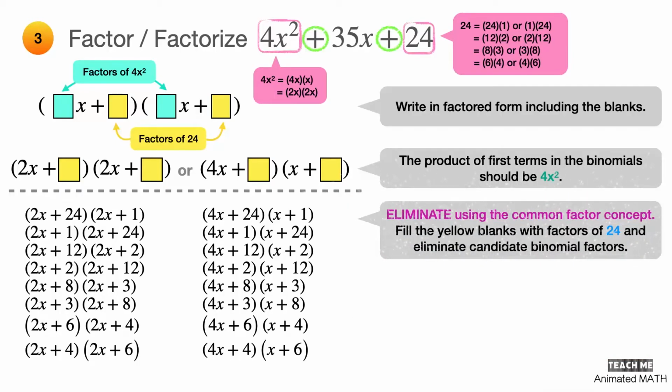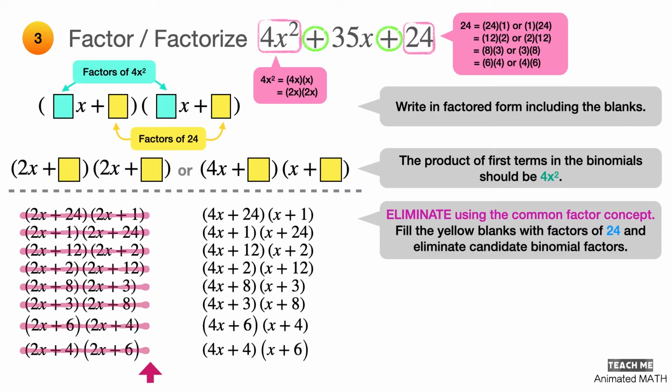Okay, let's eliminate candidates with common integer factors aside from 1. And let's start with the left column. The first row can be eliminated because 2x and 24 have a common factor of 2. The second row also has a common factor of 2 because of 2x and 24 as well. The third row can also be eliminated because 2x and 12 have a common factor of 2. Actually, if you look at the left column candidate factors, then you can see that all rows have a common factor of 2, which means that all 8 candidates are eliminated.